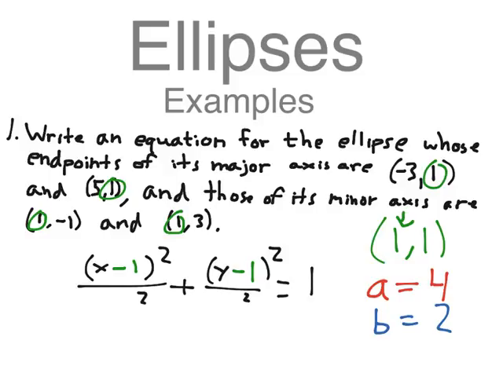Now for the major and minor axes, I have to figure out which one goes along the x-axis and which one goes along the y-axis. So let's think about this. If we look back up at the major axis here, the 1s stay the same, and that's the y-coordinate. So if the y-coordinate stays the same for the major axis, then it's the x-axis that really changes. So x is what relates to the major axis. So this is going to be under x, and that leaves the 2 over here. So this is our equation.